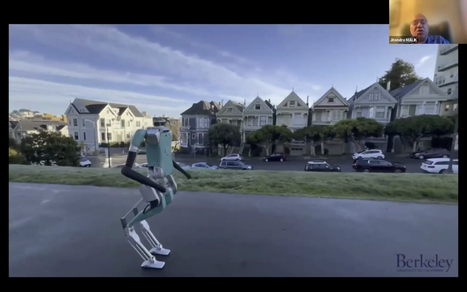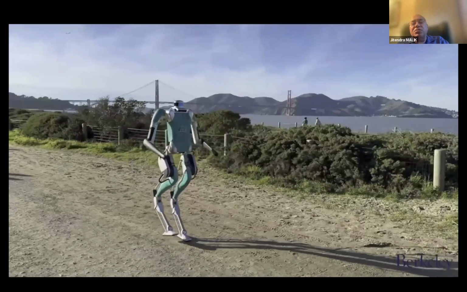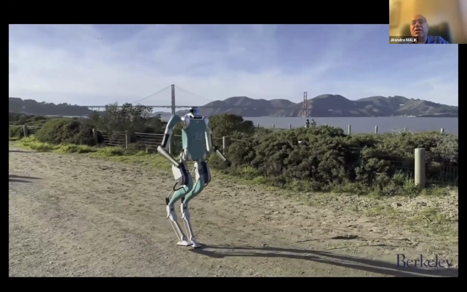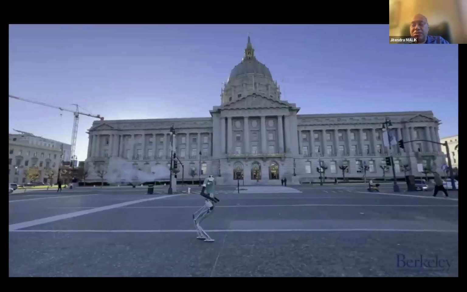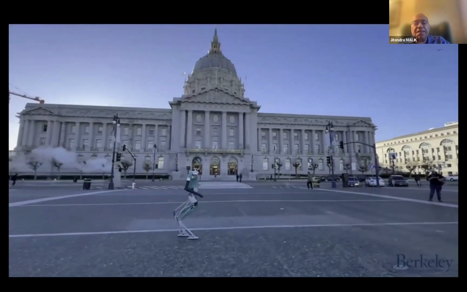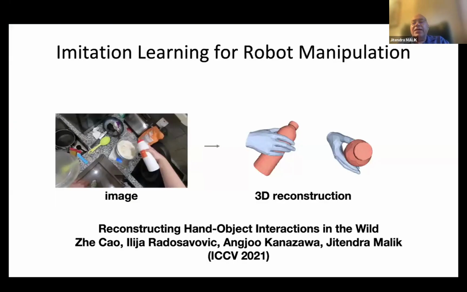So here is a robot walking around in San Francisco, and we have more new results, which I don't have here, which are walking up and down on slopes and so on and so forth. Okay, next let's turn to solving this problem of imitation learning, but in the context of manipulation.